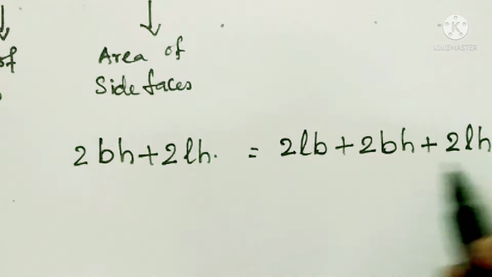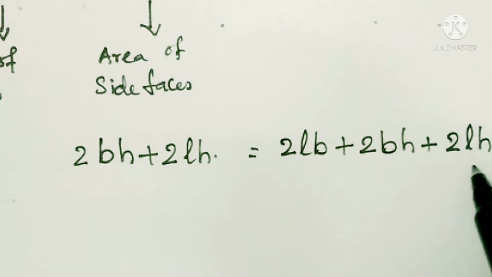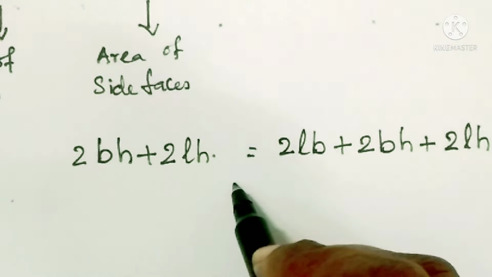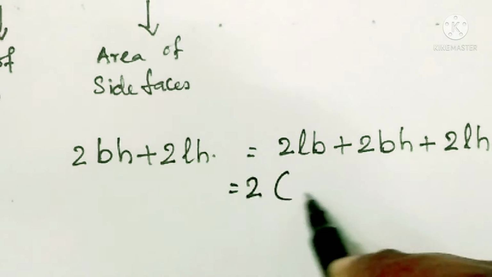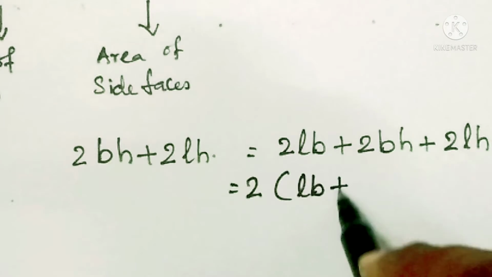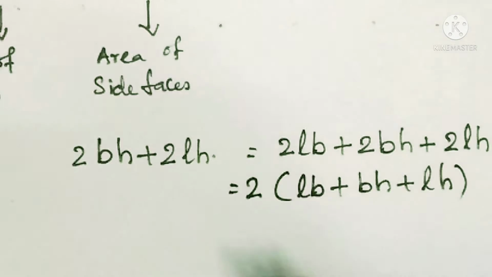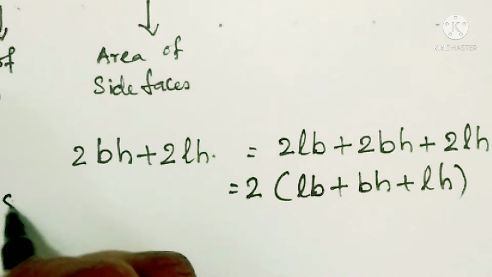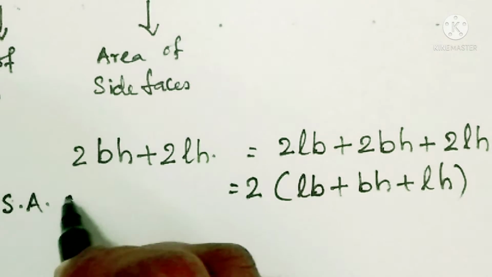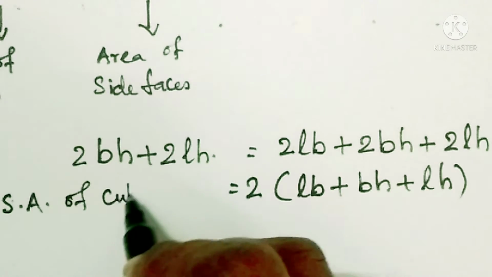If you see this here, you can have 2 as a common factor. So when you take that 2 out, we get 2 into (LB plus BH plus LH). This is the total surface area of a cuboid.